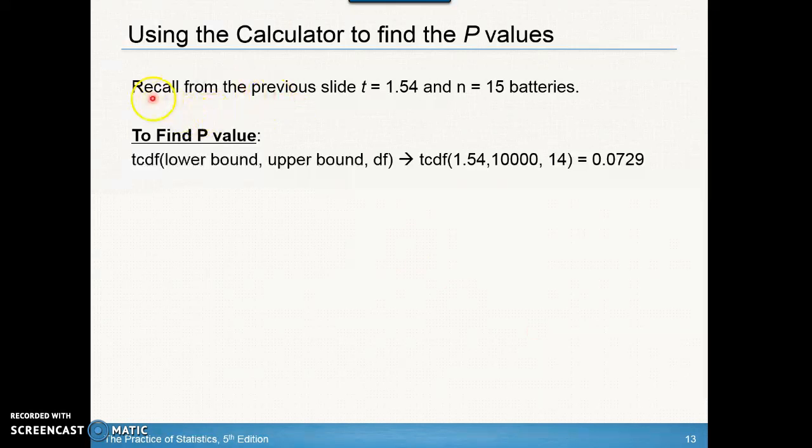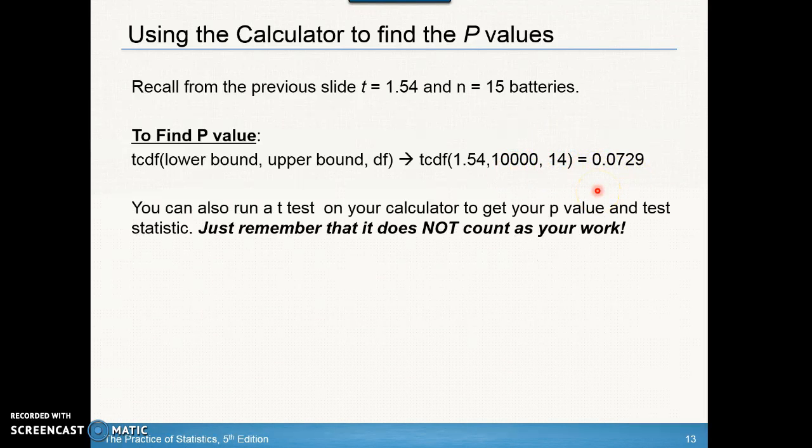So just as a recollection from our previous sections where we learned how to find our p-values using a t-distribution, you would just do tcdf: lower bound, upper bound, degrees of freedom. In this case, our lower bound is 1.54, our upper bound is 1,000 because we want it to be greater than that, and our degrees of freedom is 14, and then it gives us the exact p-value.